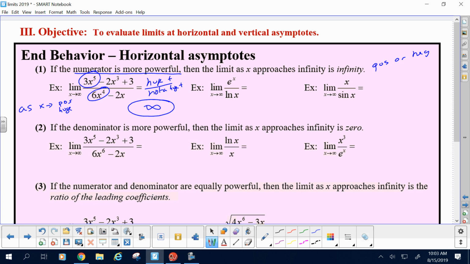And therefore, because e wins, the top wins, and it goes to infinity. The only question now is sign. Positive or negative infinity? Positive. Both of those y values are positive. Positive divided by positive is positive. All right, and then the last one's a little whack. This one requires you to do a little more thinking. As x gets really large, what does the top do?